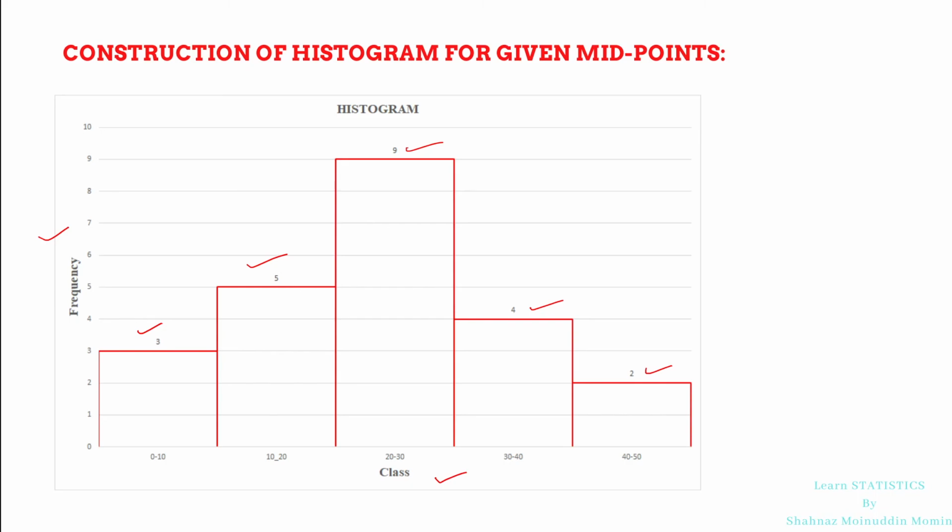In this way, in this lecture, we discussed the remaining third and fourth methods of drawing the histogram, in which we learned how to draw the histogram when the classes are inclusive type, and the next method is how to draw the histogram when we are given midpoints but not the classes. I hope students understand these two methods very well.